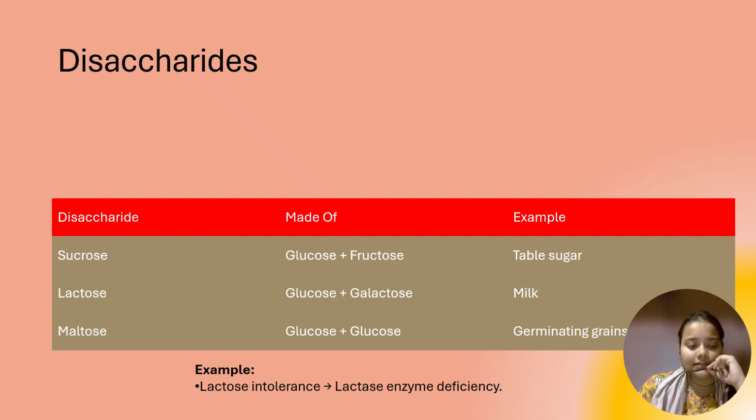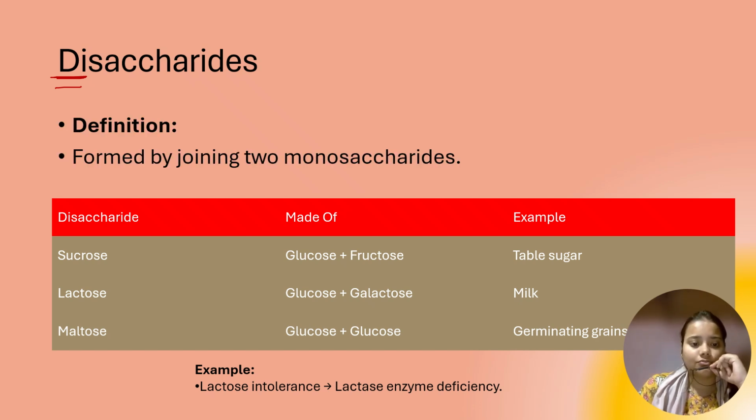Second, we come to disaccharides. Di means two. The definition is that they are formed by joining two monosaccharides. You should know this. Disaccharide examples are sucrose, lactose, and maltose. Sucrose is made up of glucose and fructose. Lactose is made up of glucose and galactose. Maltose is made up of glucose and glucose. Yes, you should remember and learn these with the examples.